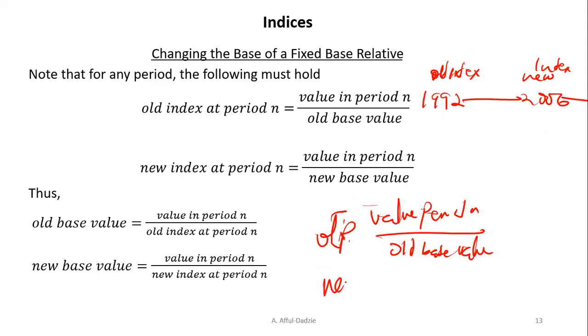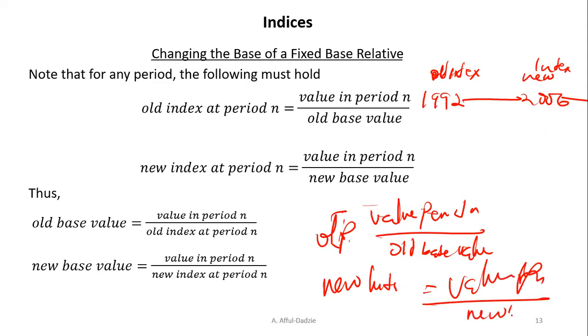And the same applies to the new. If you are using the new index period, then you must use the value at period n divided by the new base value. So with this, you see, we can compare something in 2020 to something that happened in 92, or to what the situation was in 92.